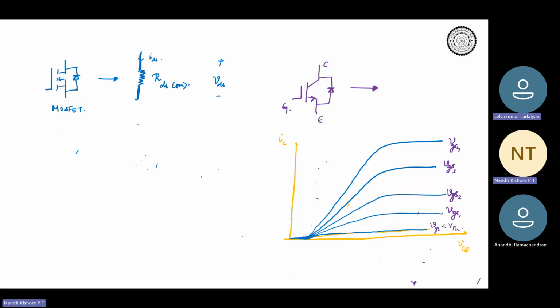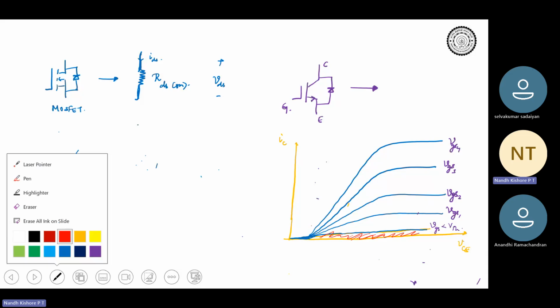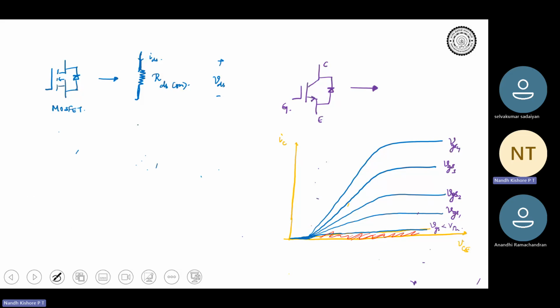Cutoff, linear, and saturation. Correct. Cutoff is quite clear, so that is your cutoff region, this particular region. What will be the linear and what will be the saturation? It's kind of opposite to MOSFET. You can recall these linear curves, I mean, I should not call them linear curves, let's call them ohmic curves. All of these ohmic curves represent your saturation region in an IGBT.